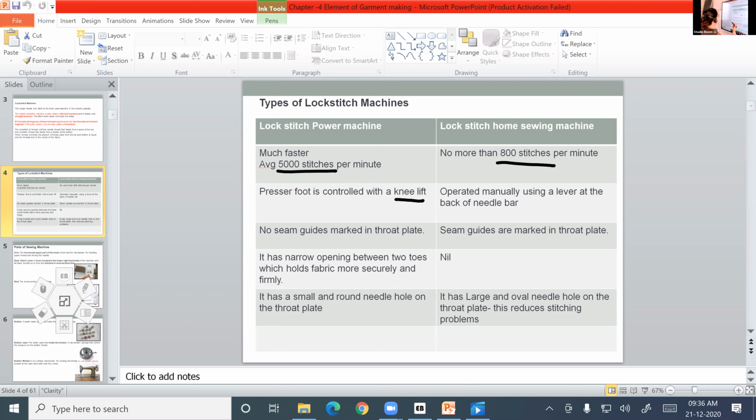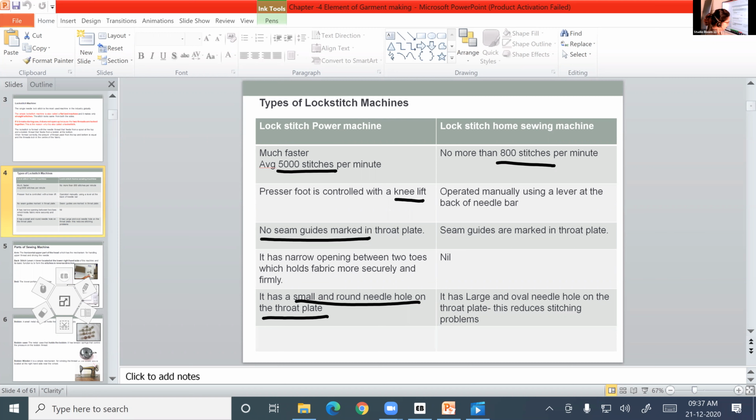And in the lock stitch power machine, no seam guides are marked on the throat plate. And in the lock stitch home sewing machines, seam guides are marked on the throat plate. And the lock stitch power machine has a narrow opening between two toes, which holds fabric more securely and firmly. And it has a small and round needle hole on the throat plate. And the lock stitch home sewing machine has a large and oval needle hole on the throat plate.